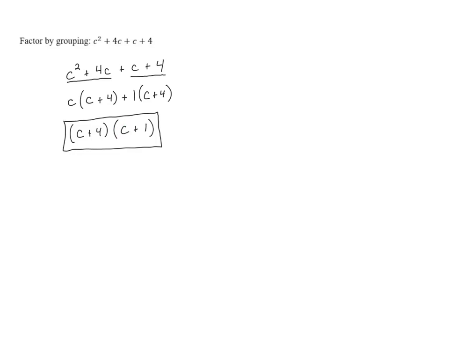And if we checked by distributing, c times c would give us the c squared, and c times 4 would give us the 4c, but we wouldn't have any way of getting that c plus 4. We need this 1 here so that everything multiplies correctly and we don't leave any terms out.